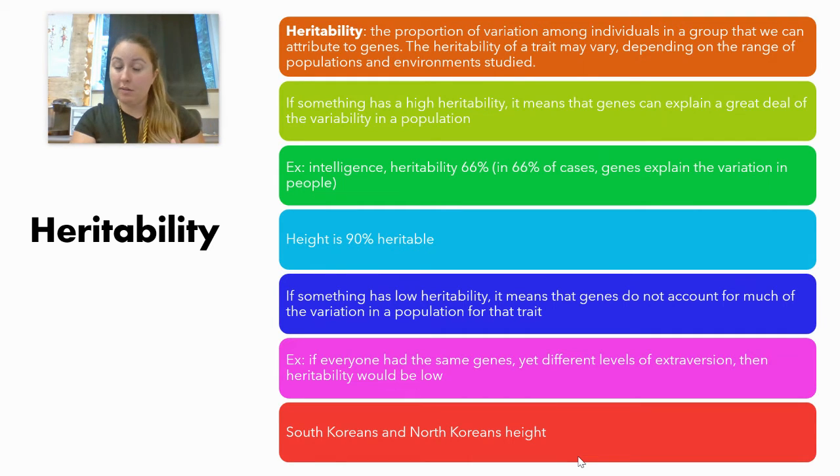If something has low heritability, it means that genes cannot account for the variation, and so the differences among people must be due to the environment. So if we were to have a perfect example, if everyone had the same genes, yet they had different levels of outgoingness, which we call extroversion, then extroversion in that case would be low for heritability, because it couldn't be due to the genes. It would be due to the environment.